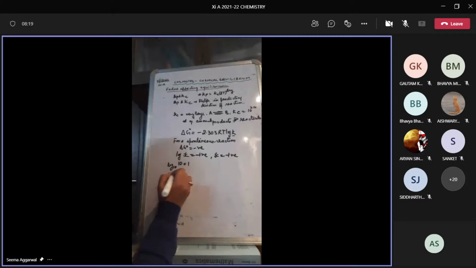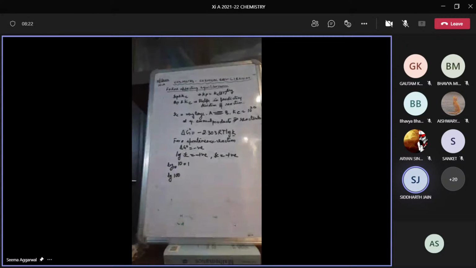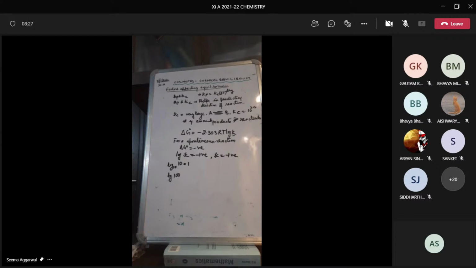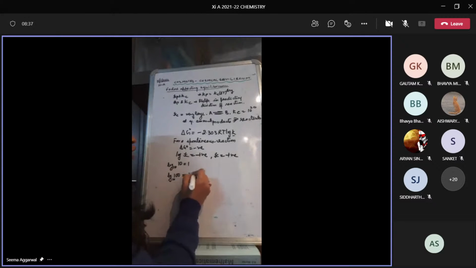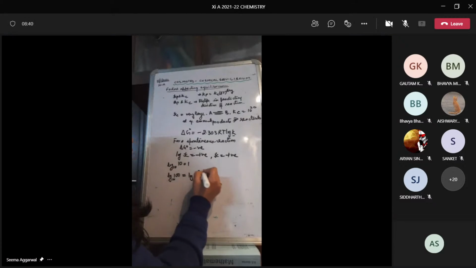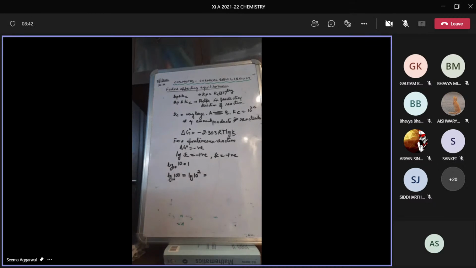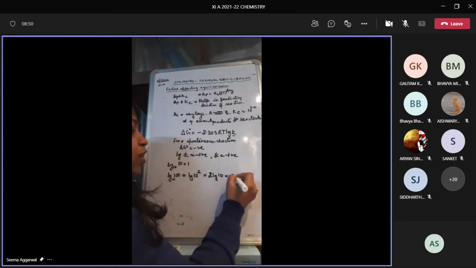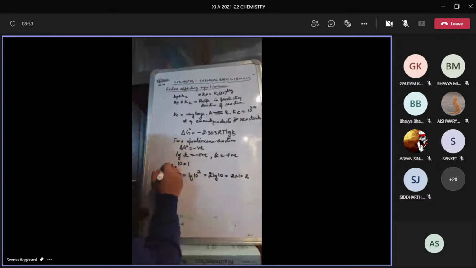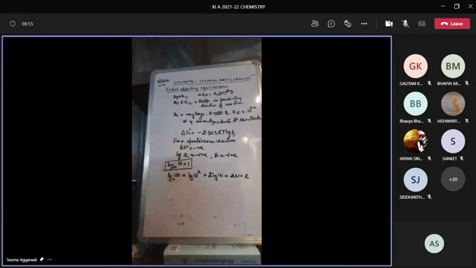If we have to calculate the value of log 100, obviously the base is 10, so I am not writing the base again. There is a rule for calculating the log. Log 100 means log of 10 to the power 2. Because log 10 I know is 1, it will be 2 log 10. And what is log 10? 1. So 2 into 1 is equal to 2. So you should remember this value: log 10 is equal to 1.